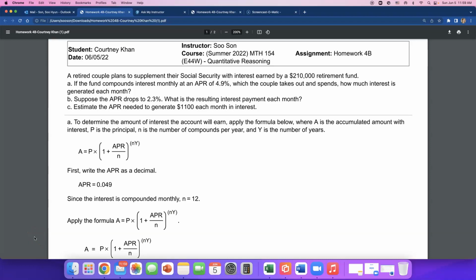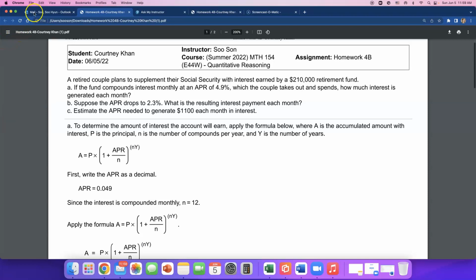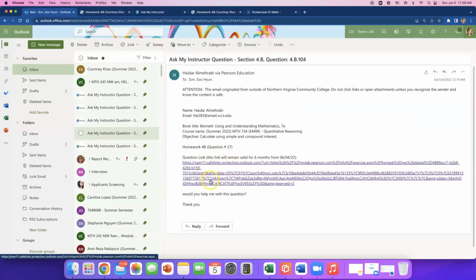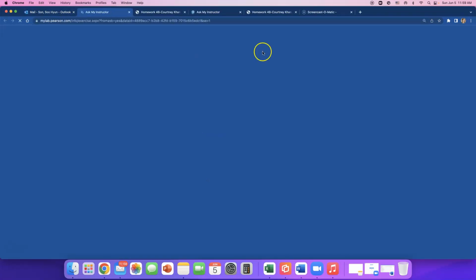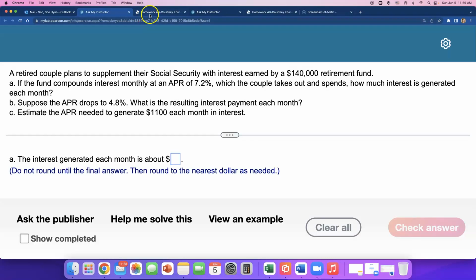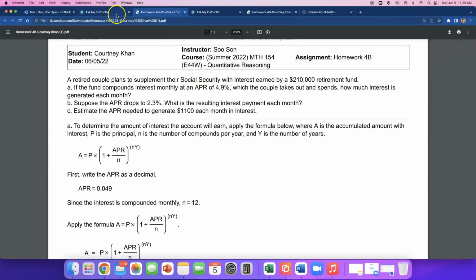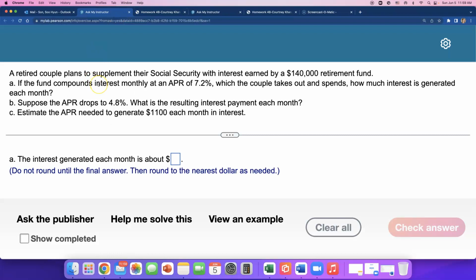Hi, a retired couple plans to supplement their Social Security with interest. This is the same problem that another student sent me a link to, so I'm going to just do that one in this link. The numbers, Courtney, that you sent me are going to be a little bit different, but I think it's the exact same problem.